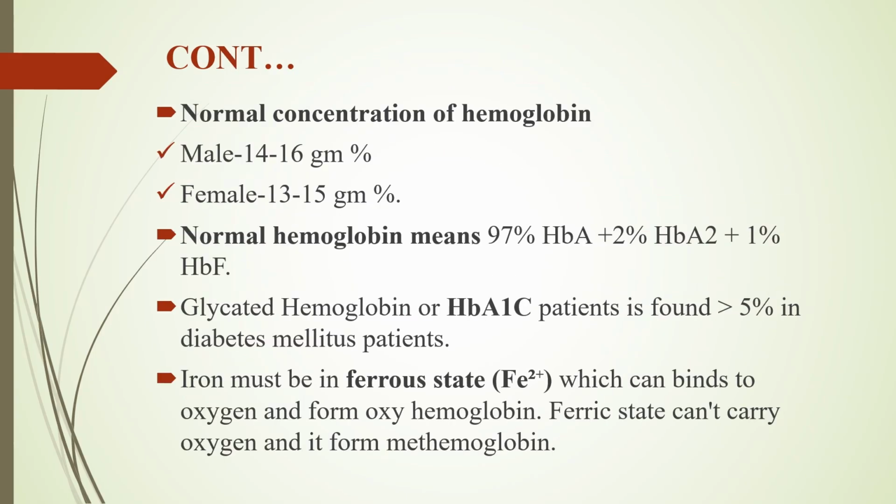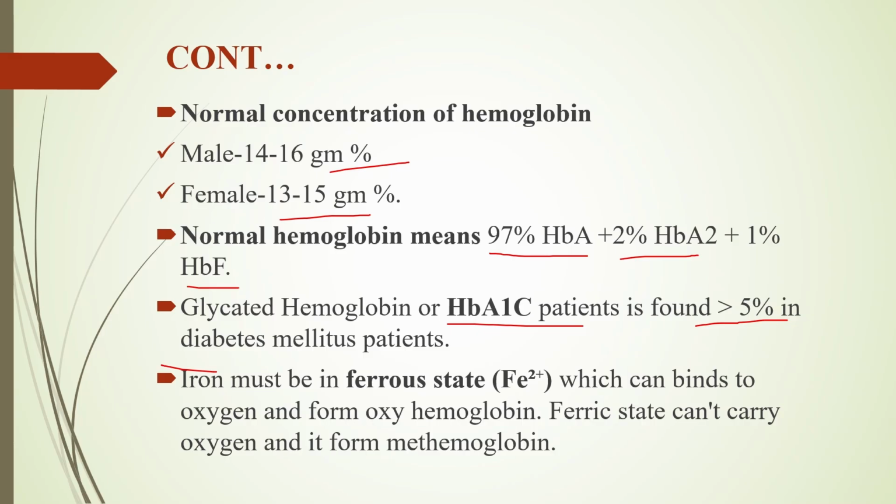Then the normal concentration of hemoglobin in males is 14 to 16 gram percentage, and in females it is 13 to 15 grams. Then if we talk about normal hemoglobin, what constituents will it have? HbA1 is 97%, HbA2 is 2% and fetal hemoglobin is 1%. And the glycated hemoglobin's normal value is less than 5%, in the case of a diabetic patient.